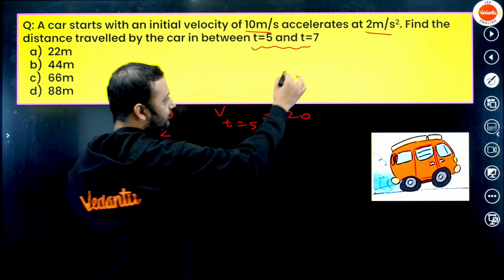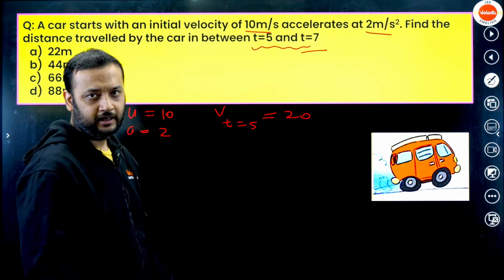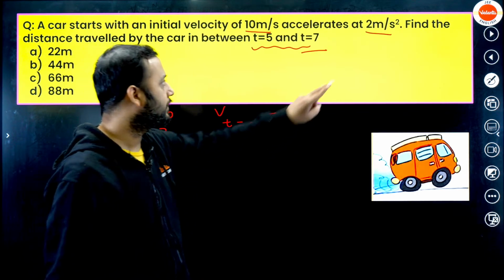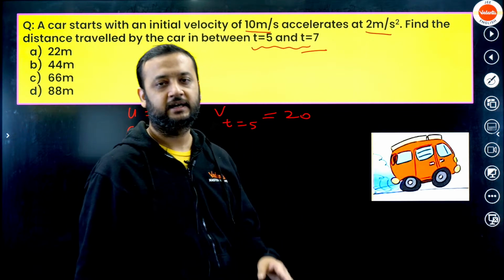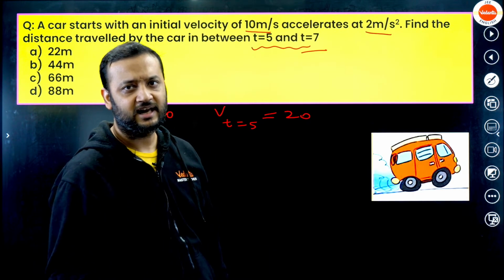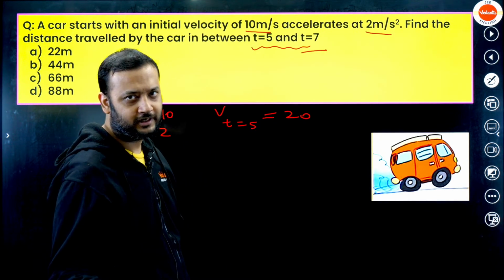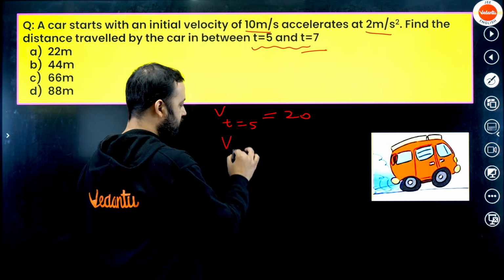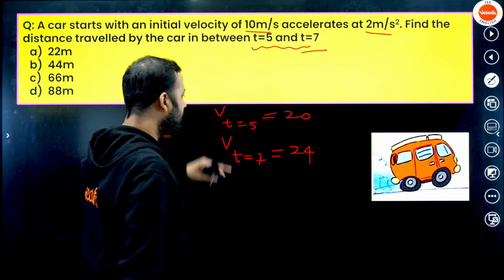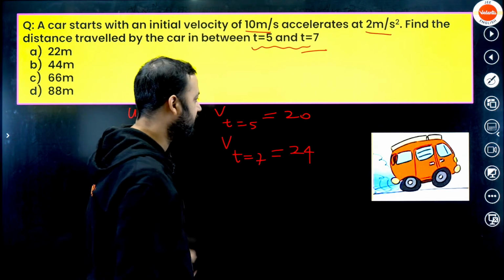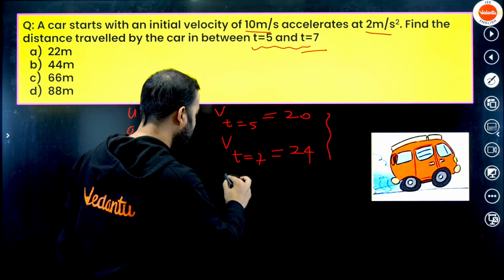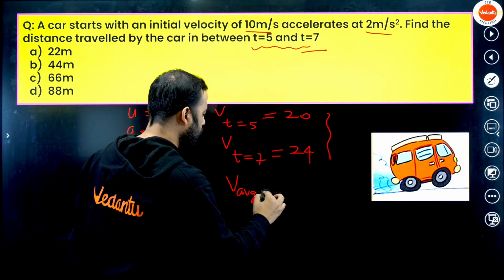Okay. What is the velocity at t equals 7? Again, in 2 more seconds you would have eaten 4 more biscuits, because you are eating the biscuits at the rate of 2 per second. Acceleration is what? The rate at which you are eating biscuits. So in the next 2 seconds you will eat 4 more biscuits. So velocity at t equals 7 seconds would become 24. Between t equals 5 and t equals 7, what is the average velocity? The average of these two values is 22. So V average comes out to be 22.